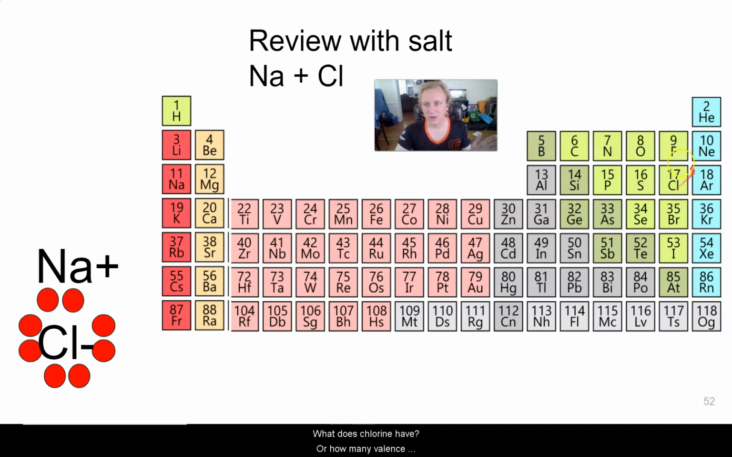How many valence electrons does chlorine have? Well, let's count them up again. 1, 2, 3, 4, 5, 6, 7. Chlorine has 7 valence electrons. So it wants to gain 1 more, so it can look more like its buddy here, argon. It wants to have a filled outermost shell. So it's going to grab sodium's electron. It's just going to steal the electron away from sodium.